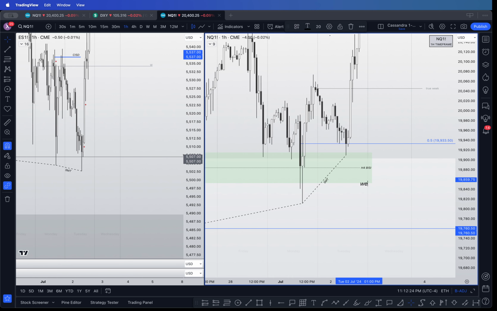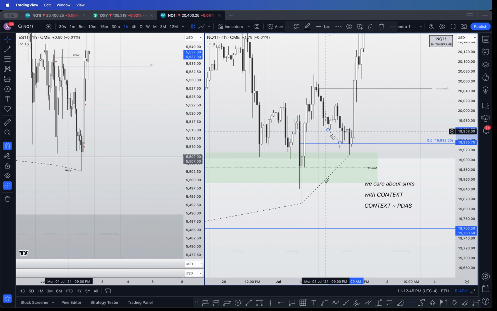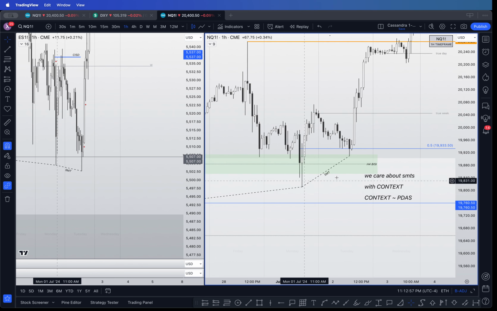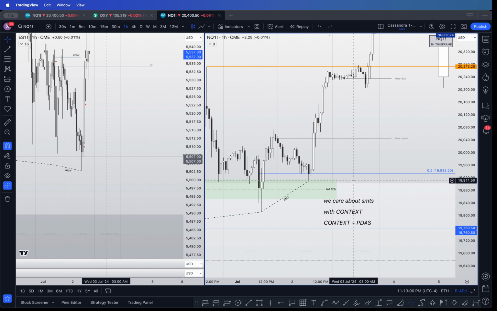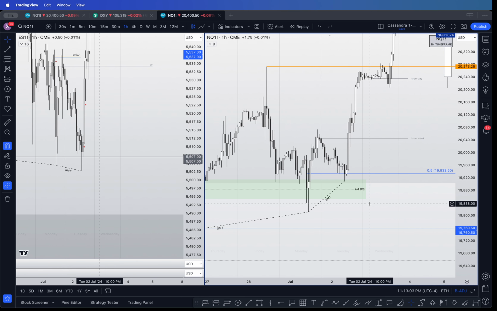Remember, we care about SMT with context. What does context mean? PD arrays. You can't have SMT at random places. I do not care about an SMT here. If price did this randomly here and formed an SMT, it doesn't make sense to me to have any context around it. It makes sense once we trade into this previous day low, which is a PD array, and we respect this mean threshold, another PD array. Then I have the context to go long. So this is how we're going to start using SMTs. We're going to start looking for SMTs inside of our PD arrays to frame trades.